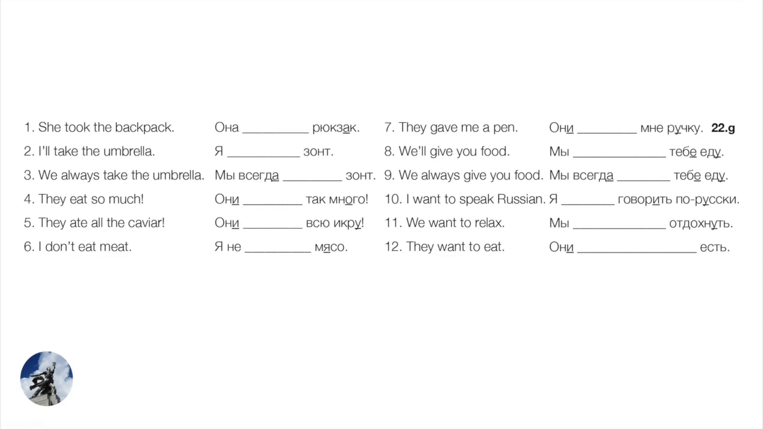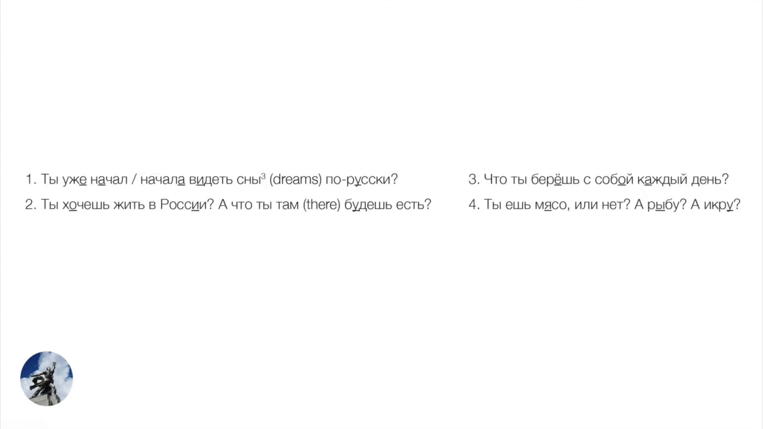And number 12, they want to eat. Они хотят есть. Есть. Sorry, I didn't make that a soft T. Они хотят есть. Okay, here are a few final questions to think about. Ты уже начал видеть сны по-русски? Have you already begun to see dreams in Russian?